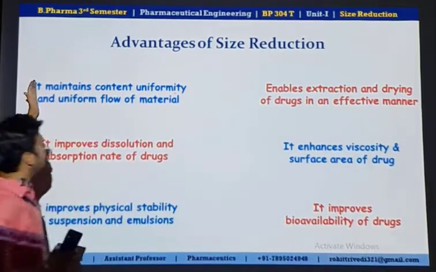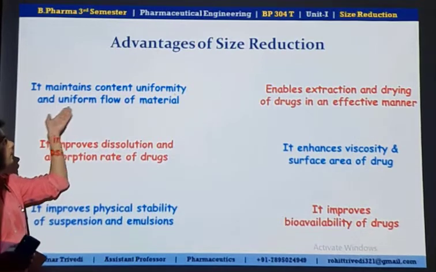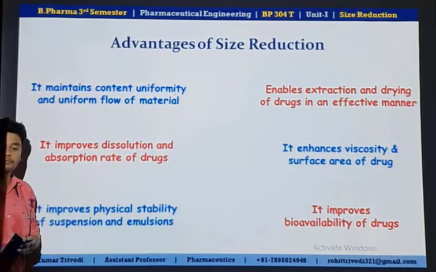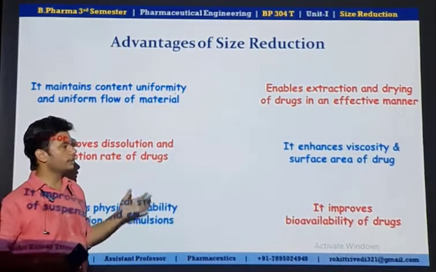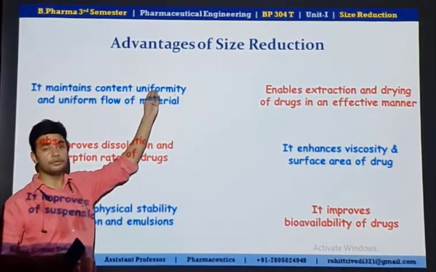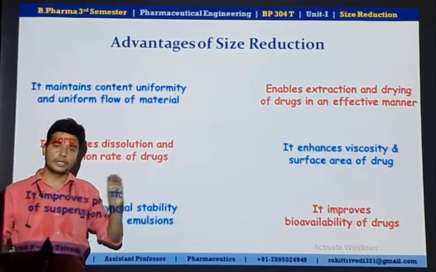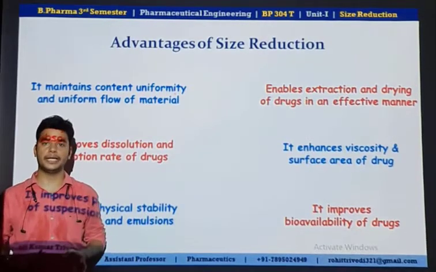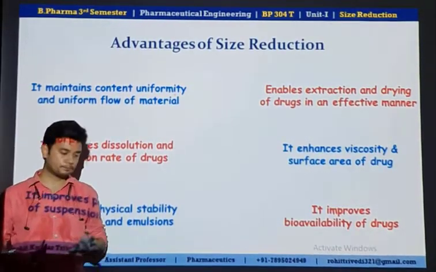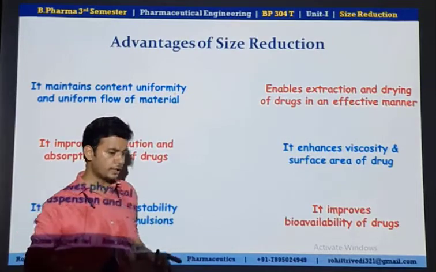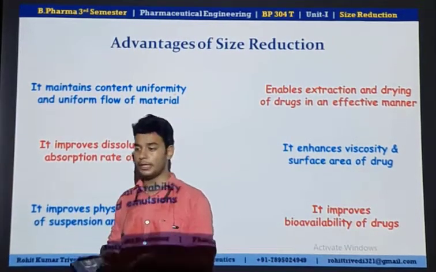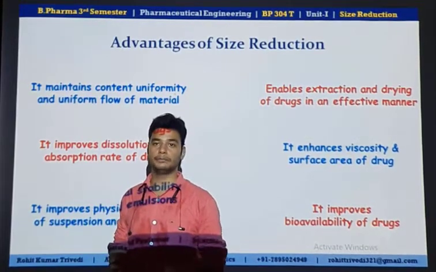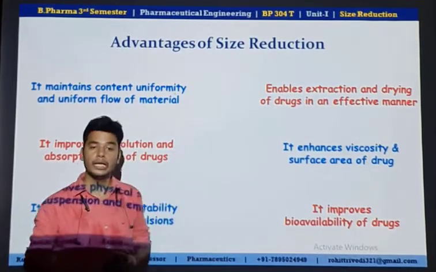The very first is it maintains the content uniformity and uniform flow of material. Obviously, when we are formulating a pharmaceutical product, we definitely require the uniformity of the different substances in our single dosage form. There shouldn't be content variability. If there is no content uniformity, then our dosage form may not work efficiently, or it may even be lethal for the patients who are consuming this dosage form.